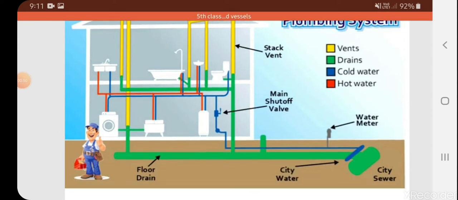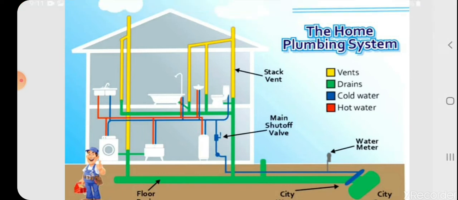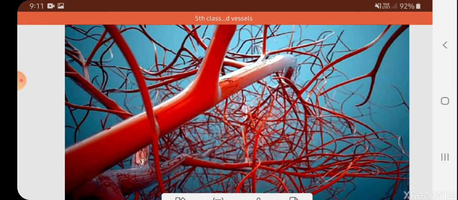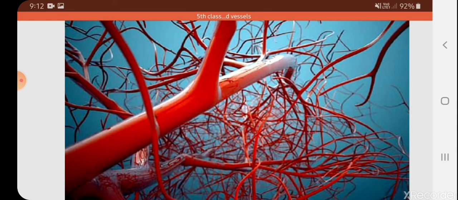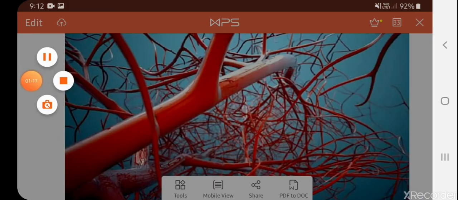So in a similar way, in our body also there is a piping system, tube-like structures which transport pure and impure blood throughout the body. Those tube-like structures are known as blood vessels. You can see in this picture. This is the image of the blood vessels which are present in our body.